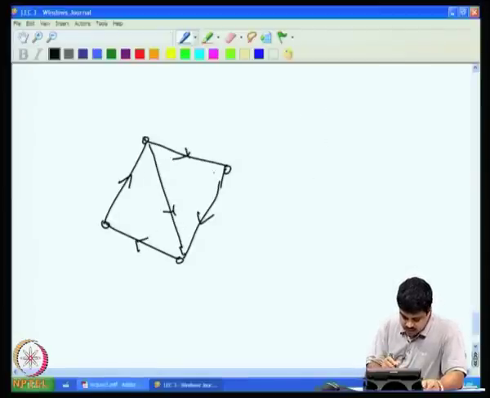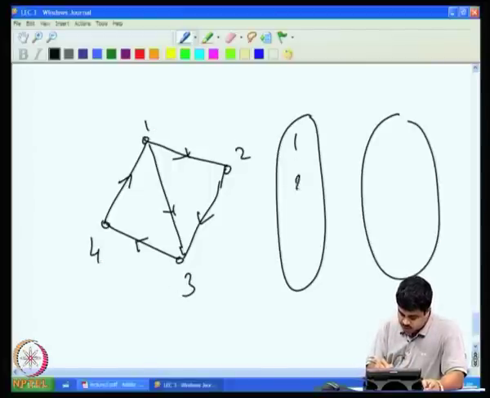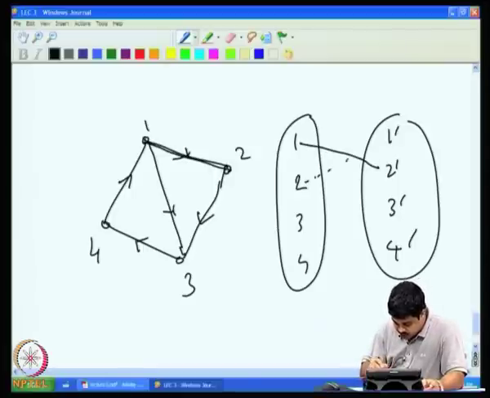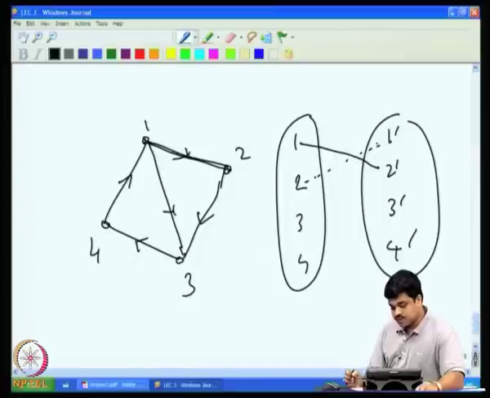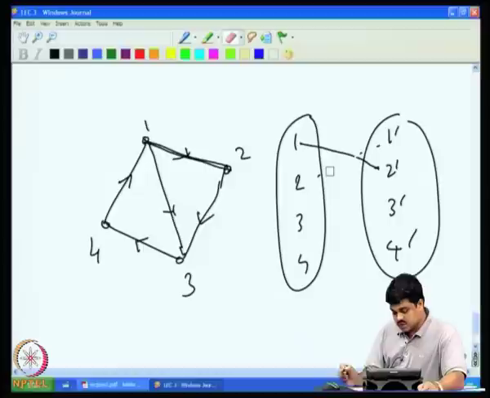So, in that case what we will do is the same trick, but we will have two copies of the vertex set, say 1, 2, 3, 4, and 1 dash, 2 dash, 3 dash, 4 dash. And 1 2 is a directed edge, therefore we will put 1 2 dash. We will not put the reverse edge; in the undirected case I would put this also. We are only interested in this directed edge, so the direction is the same.